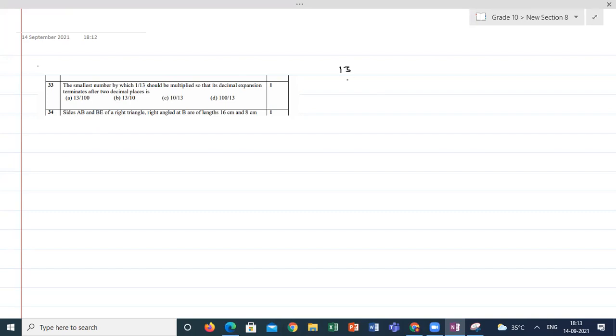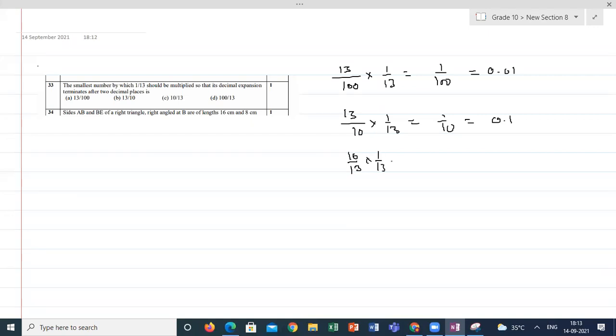Suppose I am taking 13 by 100 into 1 by 13, I am getting 1 by 100. So its decimal expansion is terminating after how many digits? 0.01. If I am taking 13 by 10 into 1 by 13, it will be 1 by 10. Its decimal expansion is 0.1. If I am taking 10 by 13 into 1 by 13, this will be 10 by 169.